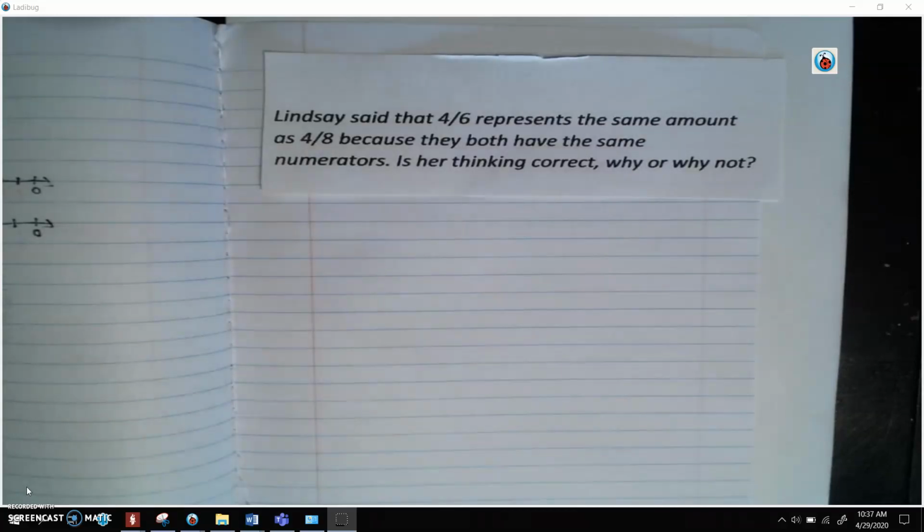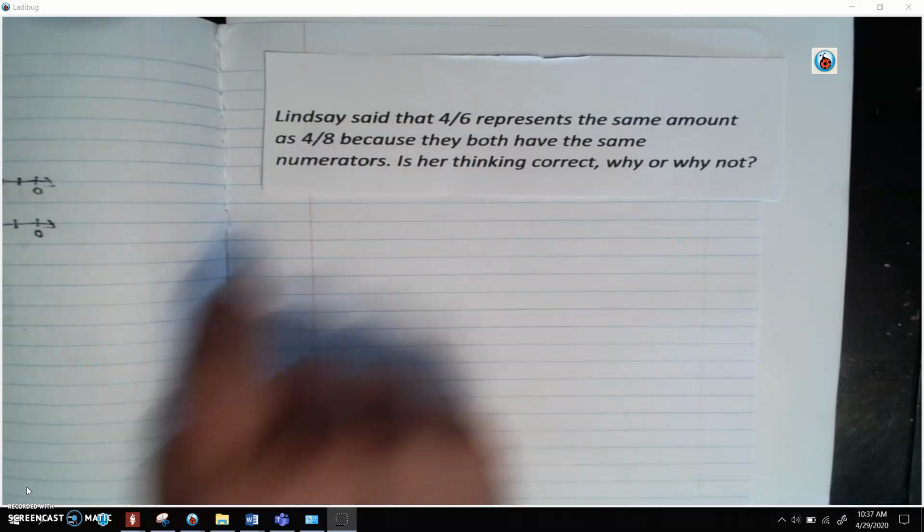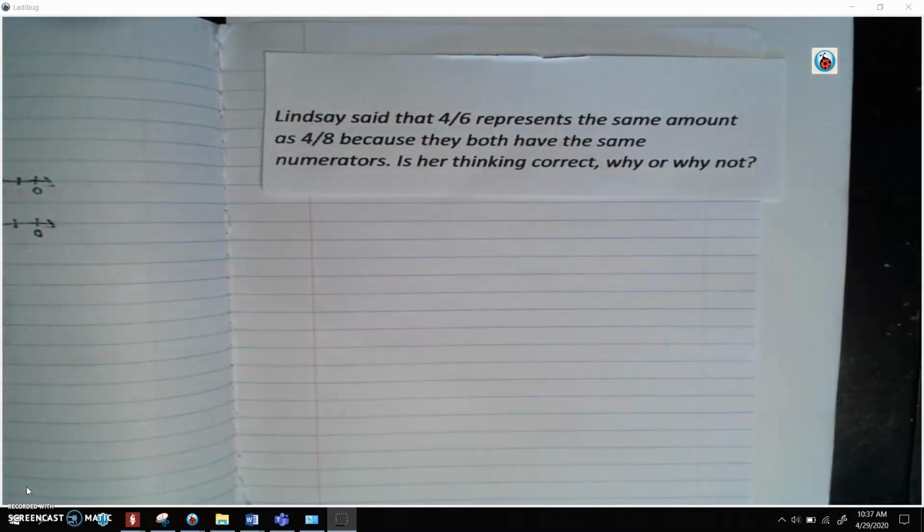So today we have a problem that says Lindsay said that 4/6 represents the same amount as 4/8 because they both have the same numerators. Remember, numerator is that top number. So they both have a 4 for a numerator. Is her thinking correct? Why or why not?